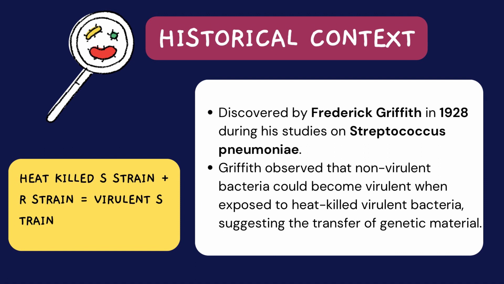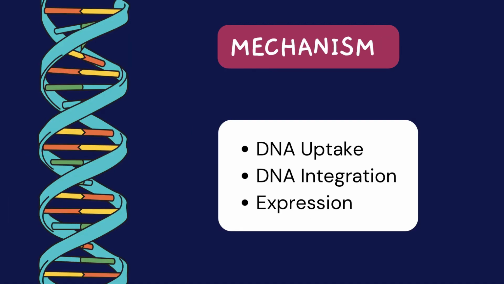He found that when he killed the virulent S strain with heat and mixed it with live R strain, the R strain transformed into virulent S strain. This suggested that some transforming principle from the heat-killed S bacteria was taken up by the R bacteria, making the R bacteria virulent. This was later identified as DNA.